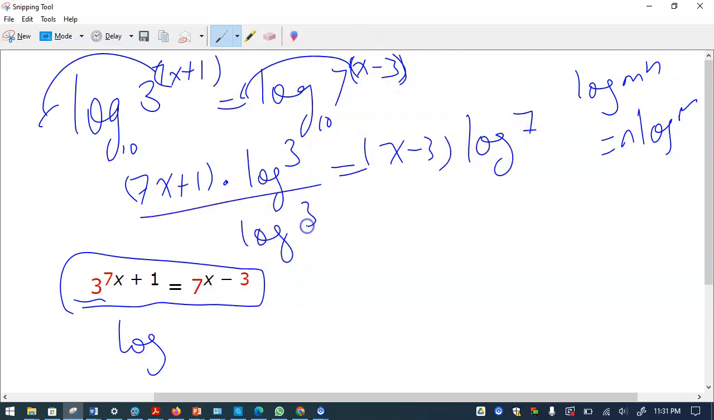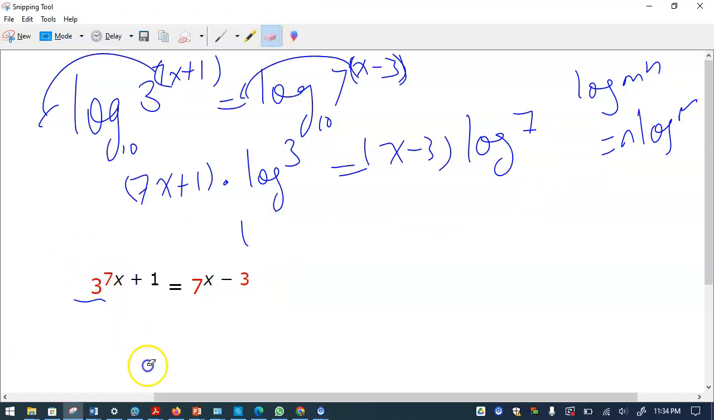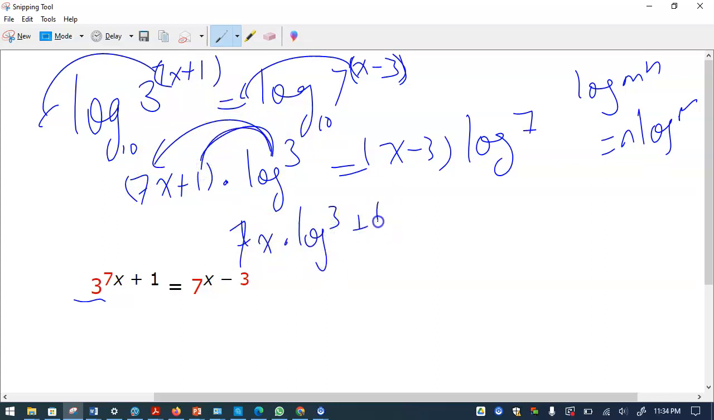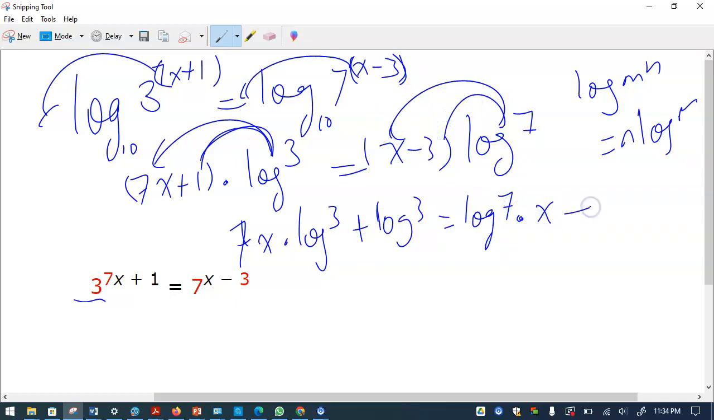Then divide by log 3. Before dividing, I think we'll have to use the distributive property. So multiply log 3 and distribute on the right side. So this becomes 7x log of 3, and then 1 times log 3 will stay the same. This log 7 times x will be log of 7 times x. And then this will be minus 3 log of 7.